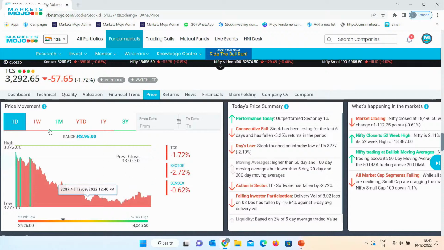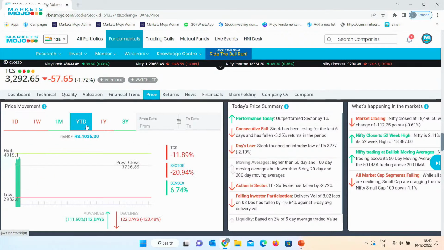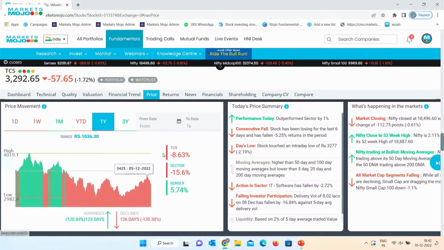So the sector on the whole has not done well in the one-day movement, but TCS has done better. Now you can actually click on different horizons over here and see how the company has performed, the sector has performed, and Sensex has performed. So for example, let's look at 1 year performance. TCS is down by 8%, lower than Sensex over here. So TCS actually underperformed Sensex. But if you see the sector as a whole, it's done even worse at minus 15%.